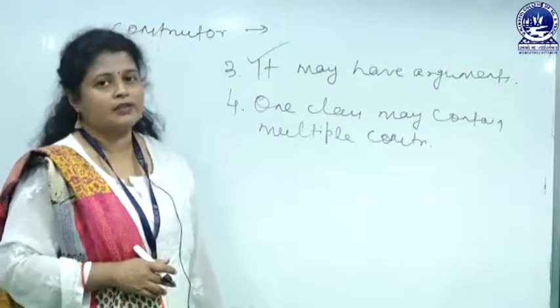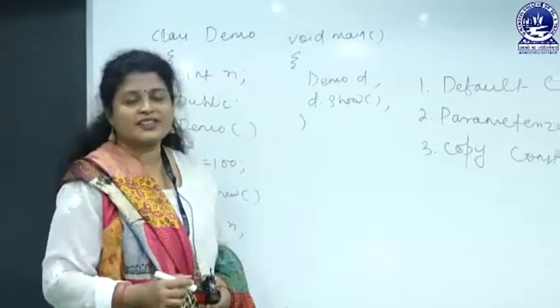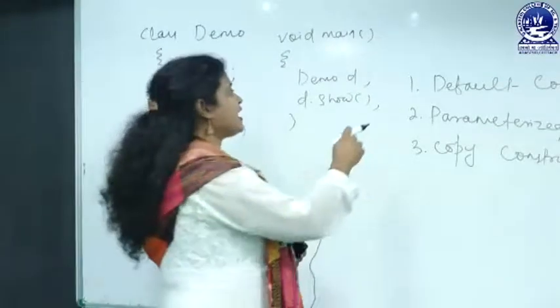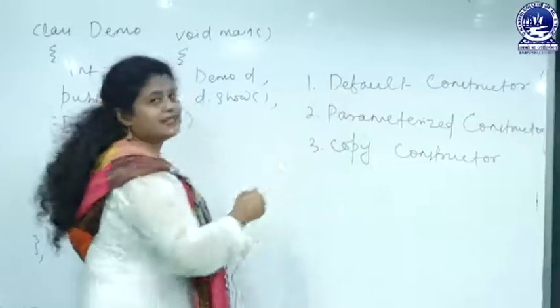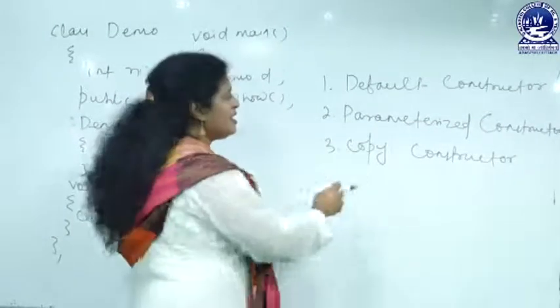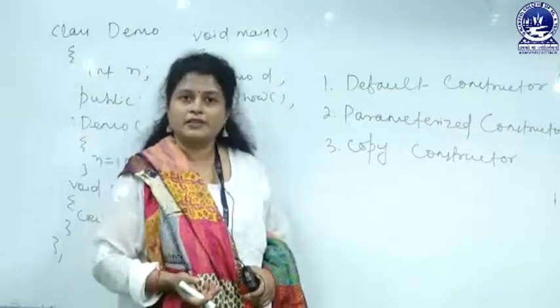Let me explain all those by using one example. Before giving one example on constructor, let me explain how many different types of constructor there are. The types of constructor are: first, default constructor; second, parameterized constructor; and third, copy constructor.